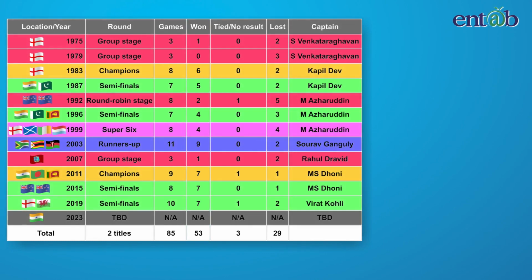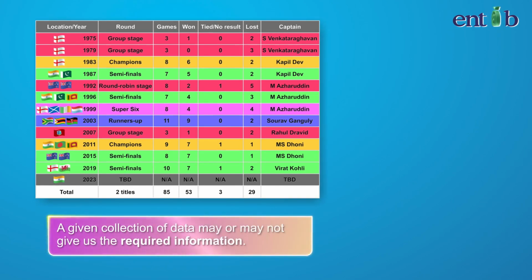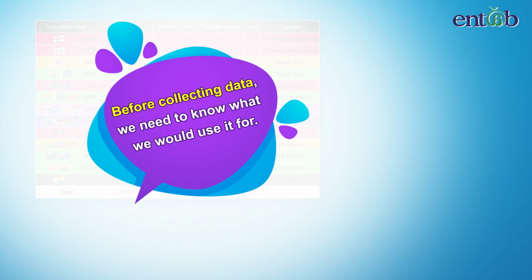But if you need to know about the members of the Indian cricket team in a particular World Cup series, then you need to collect data in a different way for each World Cup series. It shows that a given collection of data may or may not give us the required information. Thus, before collecting the data, we need to know what we would use it for.